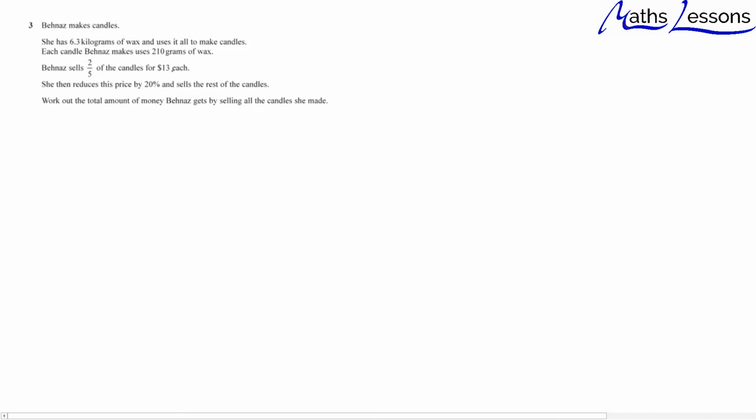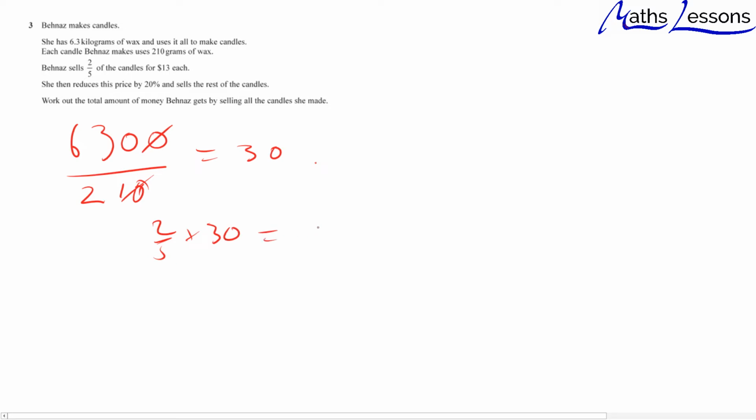So she sells 2/5 of the candles at $13. Well, each candle takes 210 grams of wax. So we first of all need to turn this into grams, so 6,300, and work out how many candles she makes. So we can see that we cancel that out. 21 goes into 63 three times, so it's going to be 30 candles. Okay, so she's going to get 30 candles, 2/5. So we do 2/5 times 30, and that's going to be 12. She's going to get $13, so she's got 12 times $13.